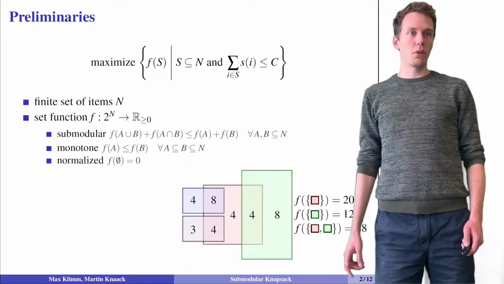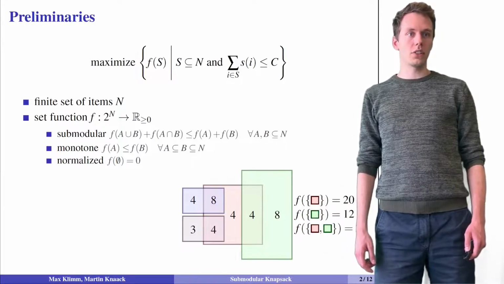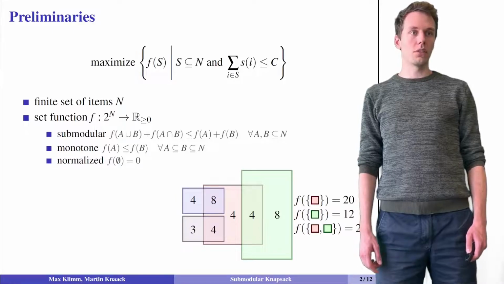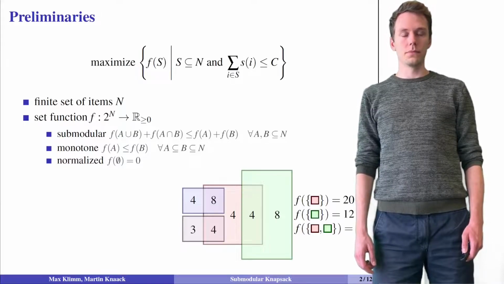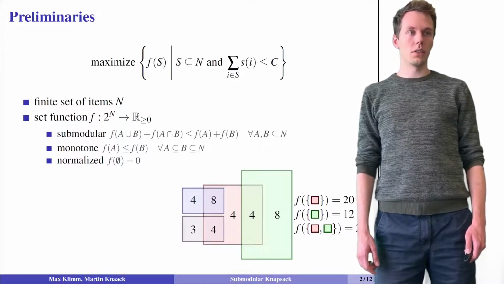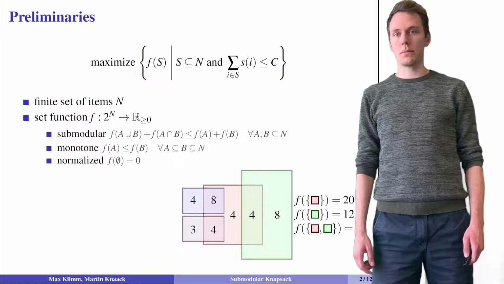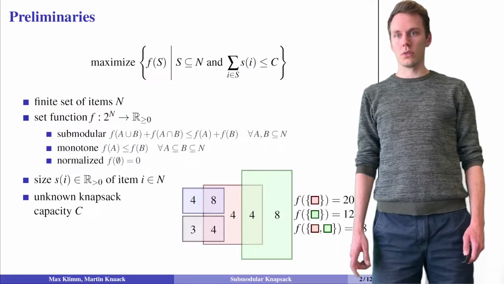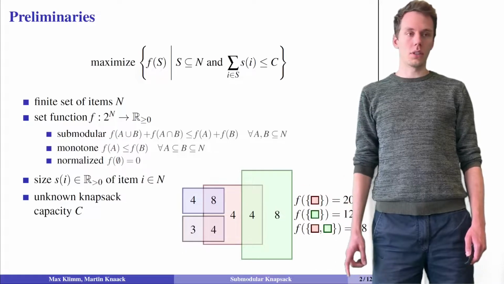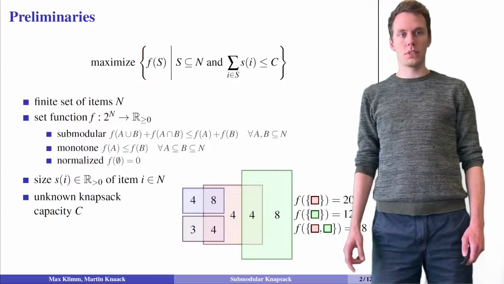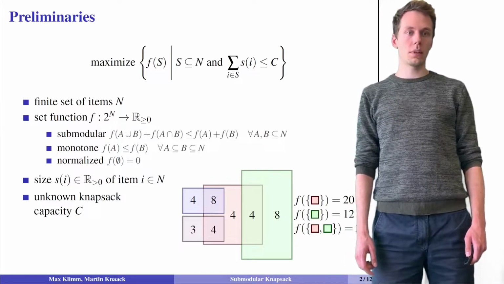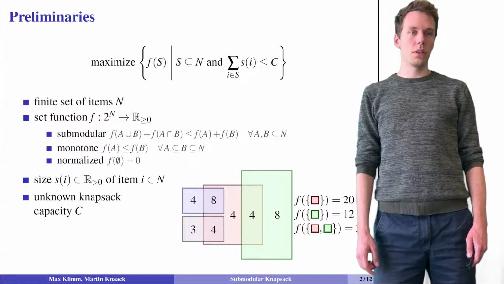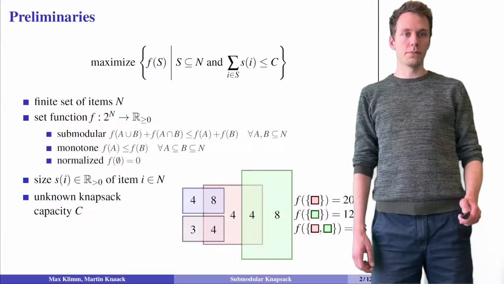And the standard knapsack problem is maximizing this set function f over a subset of items that fulfills the knapsack inequality, which says that the sum of the item sizes is not allowed to exceed the knapsack capacity. What is special about our problem is that the knapsack capacity C is unknown to us. We don't know the capacity and have to build a solution that works for all capacities.